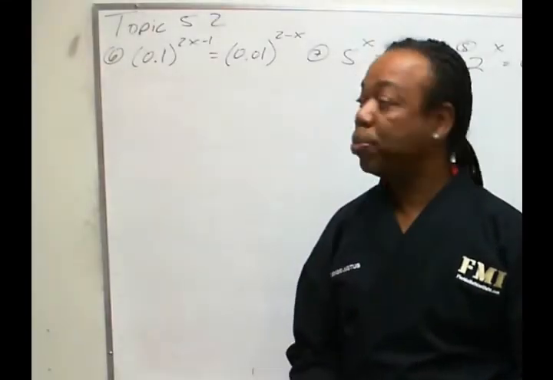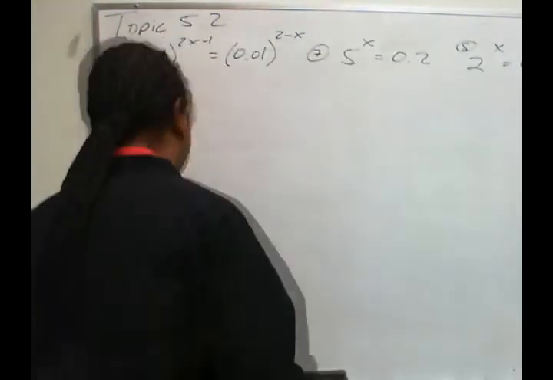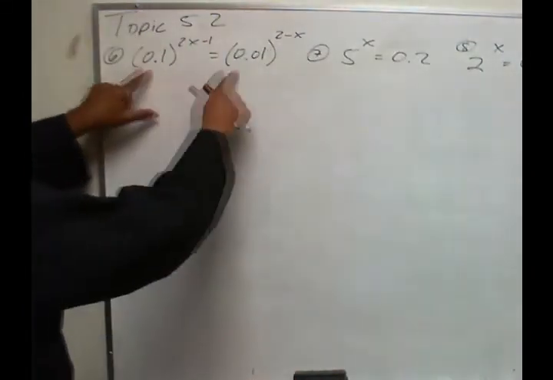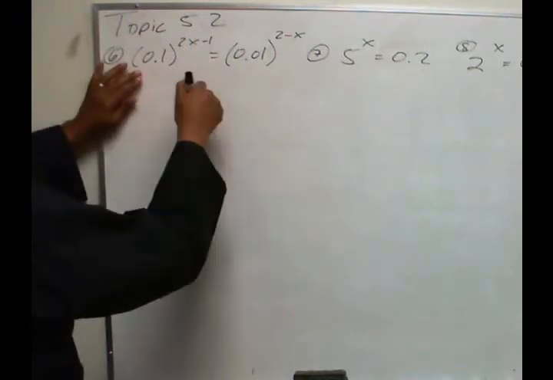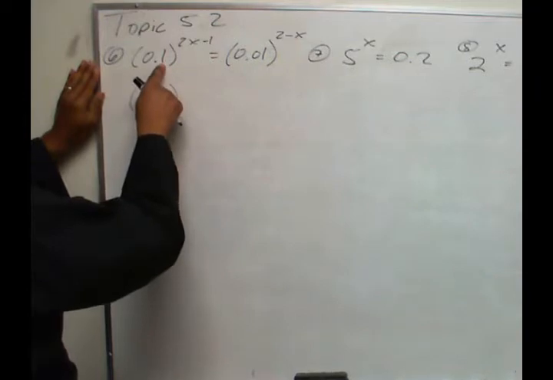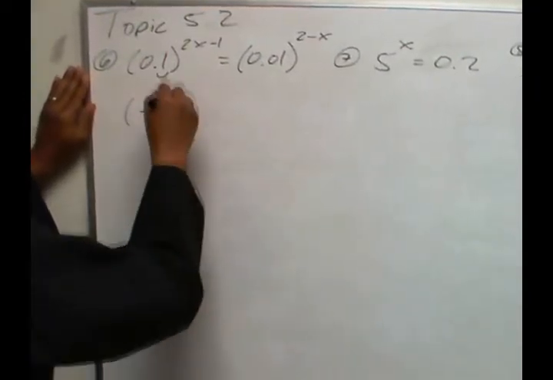Topic 5.2. We'll be solving for x using the method of getting common bases. Okay, I want to convert these two bases into fractions. So this will be a 1. This 1 will be the numerator. And since there's only one place over, the denominator will be 10.